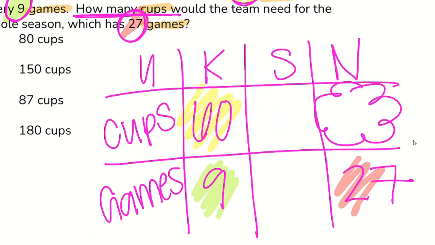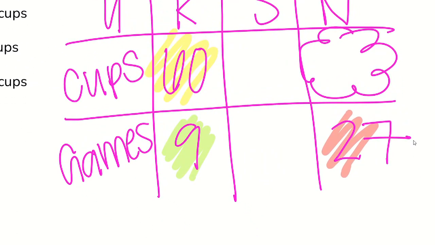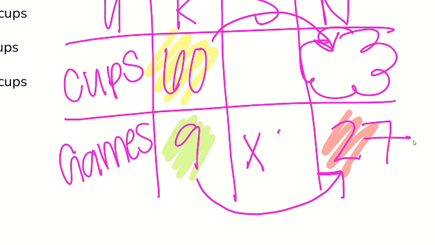Okay, so now we're trying to figure out our scale. I can't figure out the top because there's not a number to get to. We can look at the bottom. 9 times what gives me 27? 3. And whatever I do to the bottom, I have to do to the top. It's the scale. Okay, so 60 times 3.